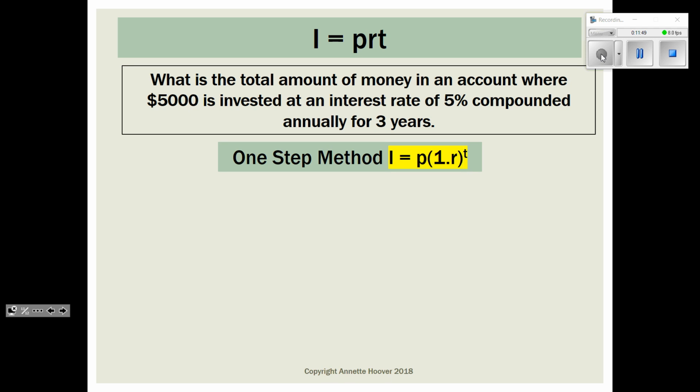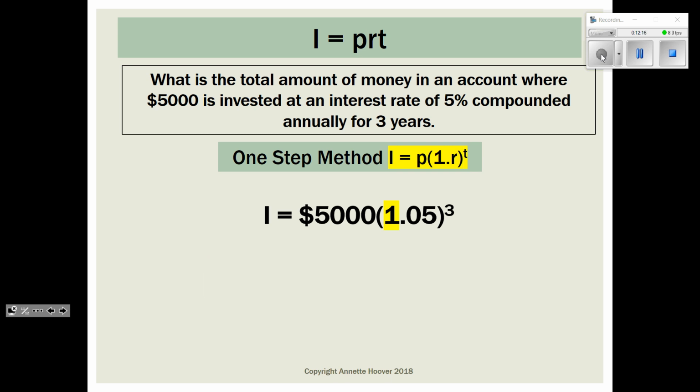So if we do that, our interest equals the principal was $5,000. Our rate was 5%. We put a 1 in front of it, which means all of this amount plus the interest rate. But it says for 3 years, so this time our exponent is 3. Remember, we have to do the exponent first. So it's how you type it into the calculator that's very important.